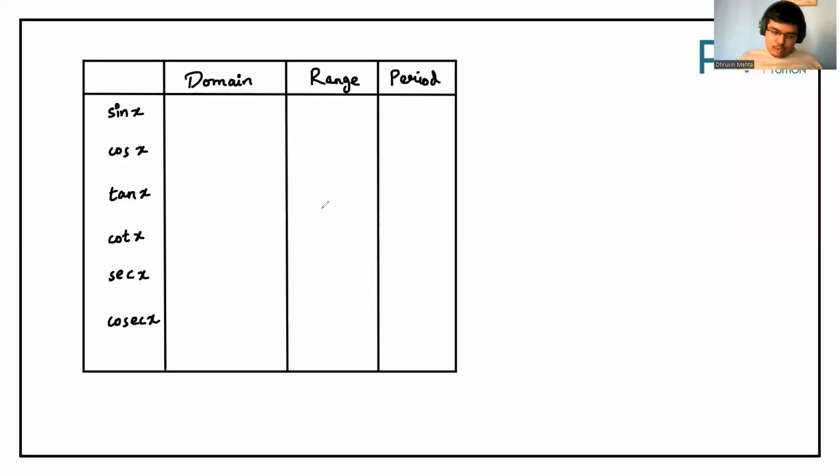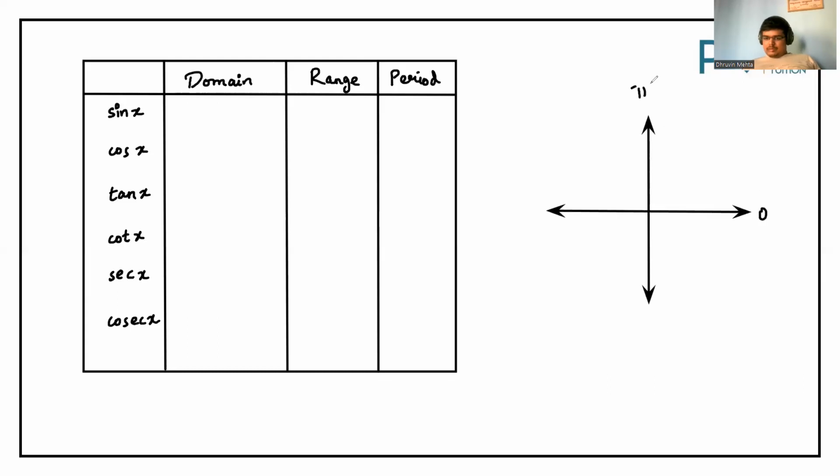So now Arush, we have to understand domain, range of Trigo functions and period of Trigo functions. I'll tell you what period means, but first let us discuss domain and range. So domain means all those values of x for which the answer is defined. So if we talk about sin x, can you tell me is sin x always defined, or is there any value of x for which sin x is not defined? Sin x is always defined.